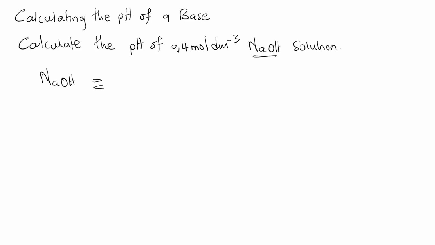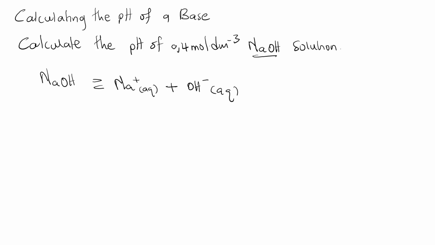So now we know that a base forms OH in a solution. So this will be OH minus. The OH minus will be in aqueous solution. Remember the sodium is in group 1, so this is just Na plus, which is in aqueous solution. Once you have this balanced equation, it's easy for you to identify the concentration.